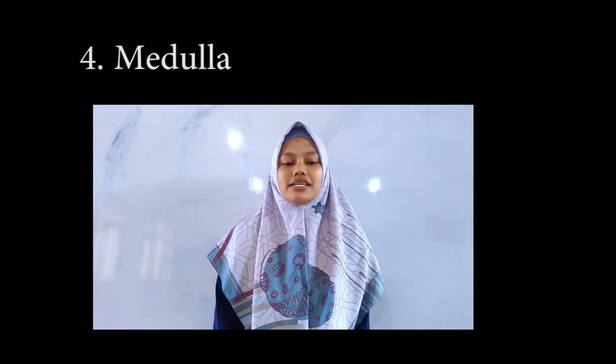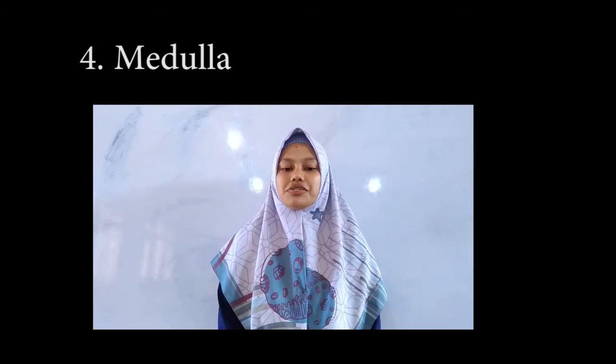Number 4, medulla. The primary role of the medulla is regulating our involuntary life-sustaining functions such as breathing, swallowing, and heart rate. As part of the brainstem, it also helps transfer neural messages to and from the brain and spinal cord. It is located at the junction of the spinal cord and brain.